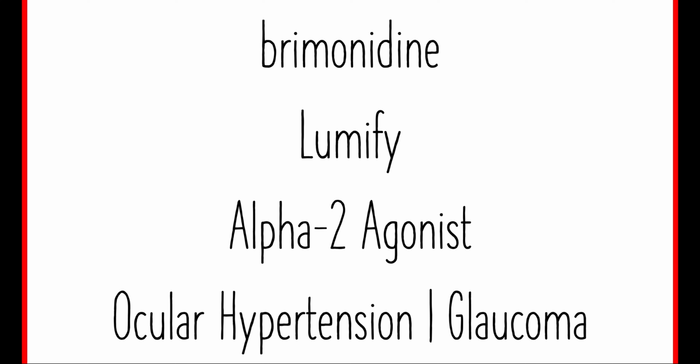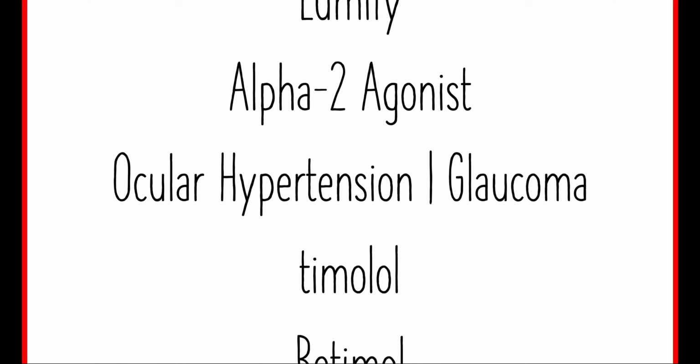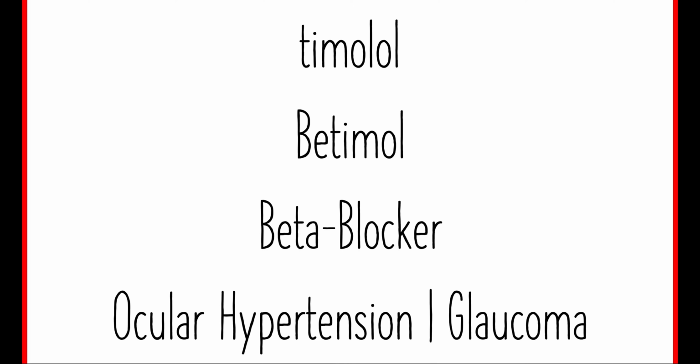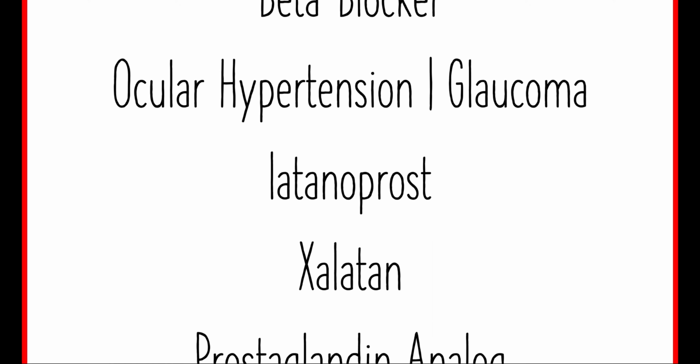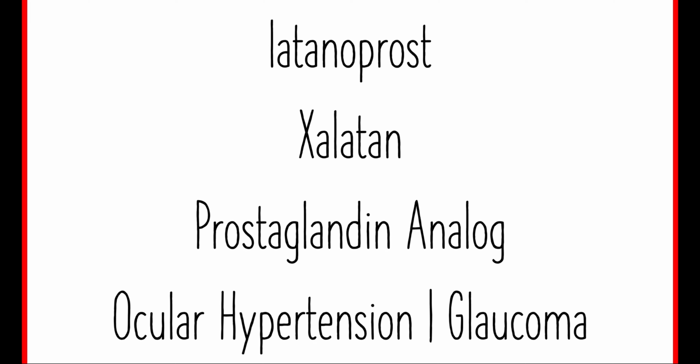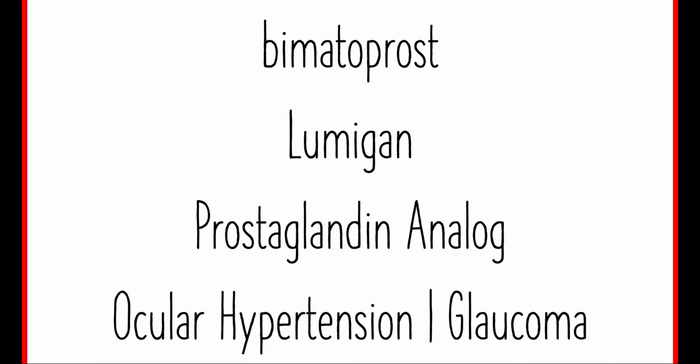Brimonidine or Lumify is an alpha-2 agonist for ocular hypertension and glaucoma. Timolol or Betimol is a beta blocker for ocular hypertension and glaucoma. Latanoprost or Xalatan is a prostaglandin analog for ocular hypertension and glaucoma. Bimatoprost or Lumigan is a prostaglandin analog for ocular hypertension and glaucoma.